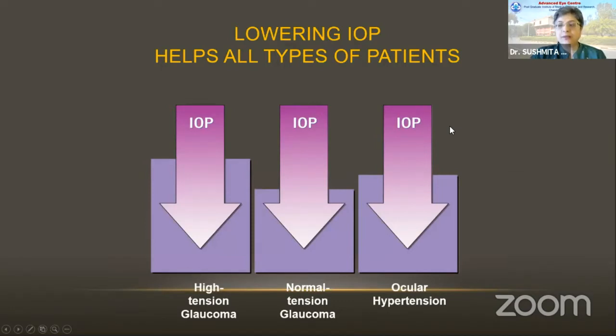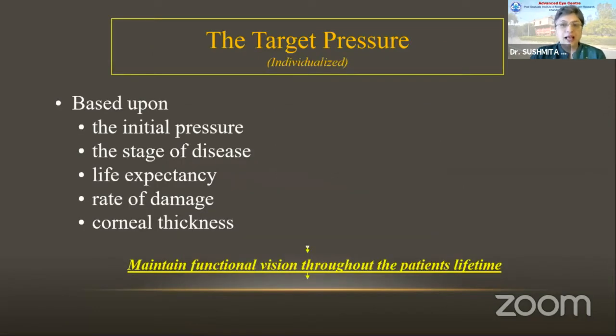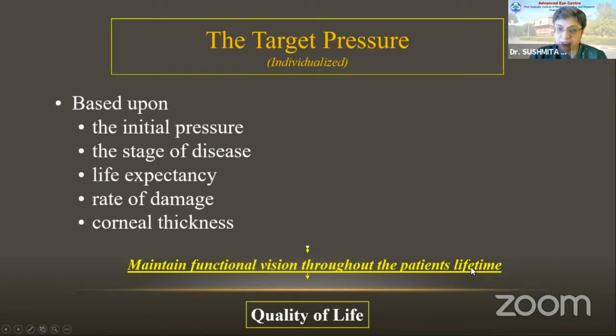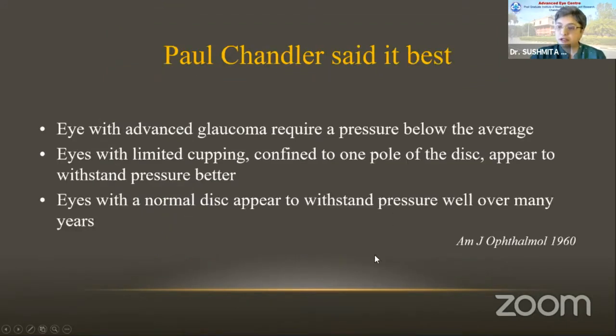In spite of it being a multifactorial disease, lowering intraocular pressure helps all types of patients. So whether you're high tension, normal tension, or ocular hypertension, all our landmark trials tell us that we need to lower the pressure. And how much we need to lower depends upon what the initial pressure is, the stage of disease, the life expectancy, the rate of damage, and the corneal thickness. But at the end of the day, we need to maintain functional vision throughout the patient's lifetime. That's what we need to understand, rather than get it down to this or that number. And we also need to think about the patient's quality of life.